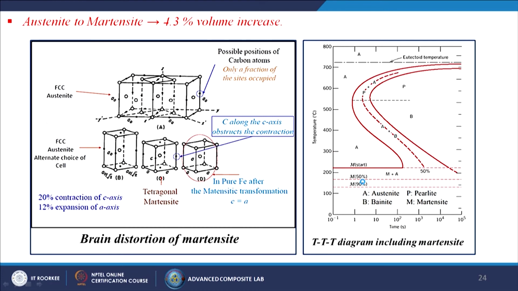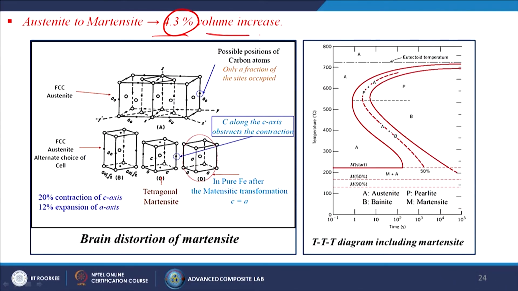Now, how is it changing from austenite to martensite? Nothing, only the volume is increased, because we are heating the material and suddenly cooling it down. So, generally 4.3% of volume increases under those conditions.